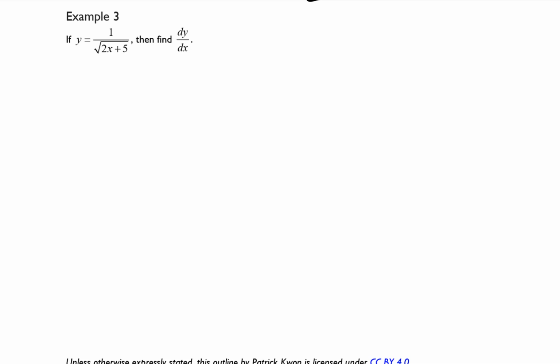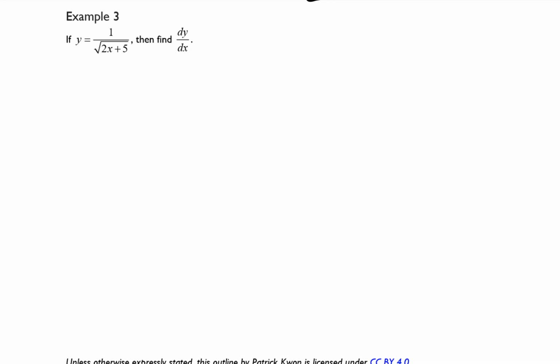Example 3 says, if y is equal to 1 over the square root of 2x plus 5, then find dy/dx. Prior to this section, we could find the derivative by using the quotient rule, since we have a function divided by another function. However, I think using the chain rule in this instance will be a little bit simpler than using the quotient rule.